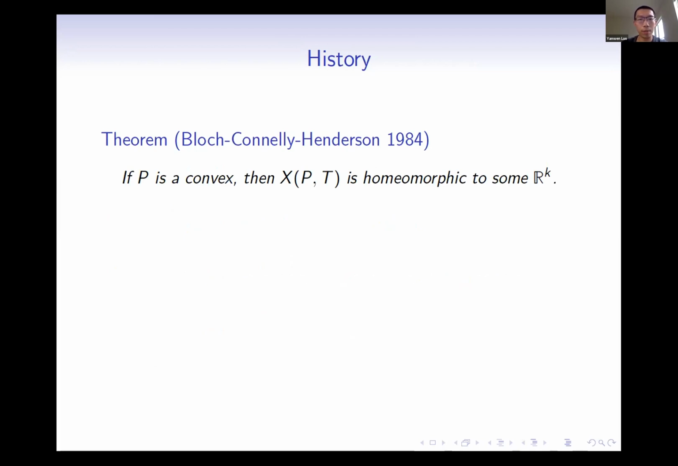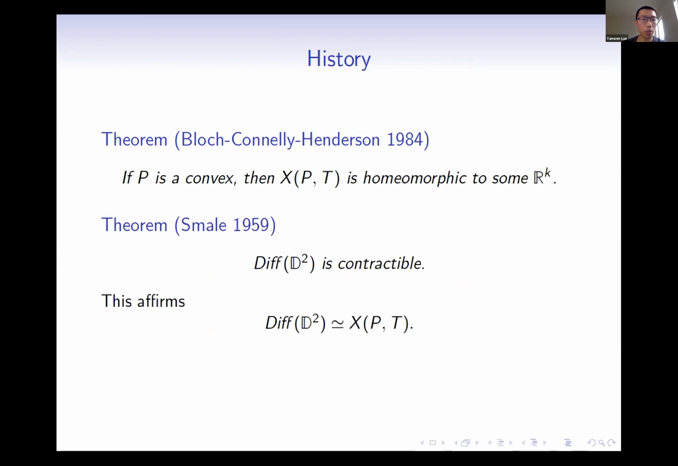And yeah, this result in some sense is exactly something we should expect, because we know in the smooth setting, Smale actually proved that the diffeomorphism group is a contractible space. So the results by Bloch, Connelly, and Henderson actually confirm that we do have these nice connections between the smooth diffeomorphism group and its discrete counterparts. They are homotopy equivalent. Okay, I think we have a few questions.